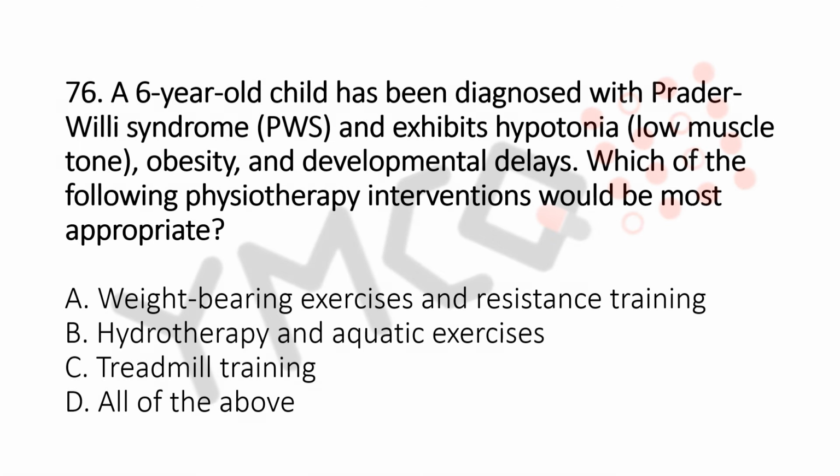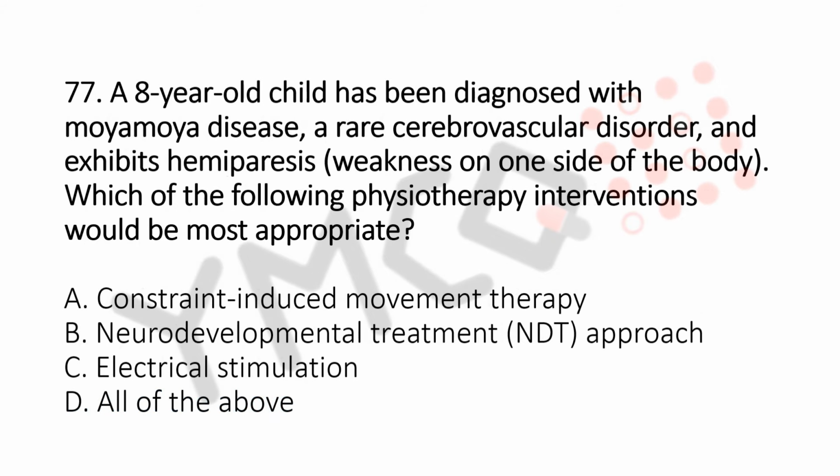All of the above. And the answer is Option D. All of the above. Now let's move to question number 77. An 8-year-old child has been diagnosed with Moyamoya disease, a rare cerebrovascular disorder, and exhibits hemiparesis, weakness on one side of the body. Which of the following physiotherapy interventions would be the most appropriate?